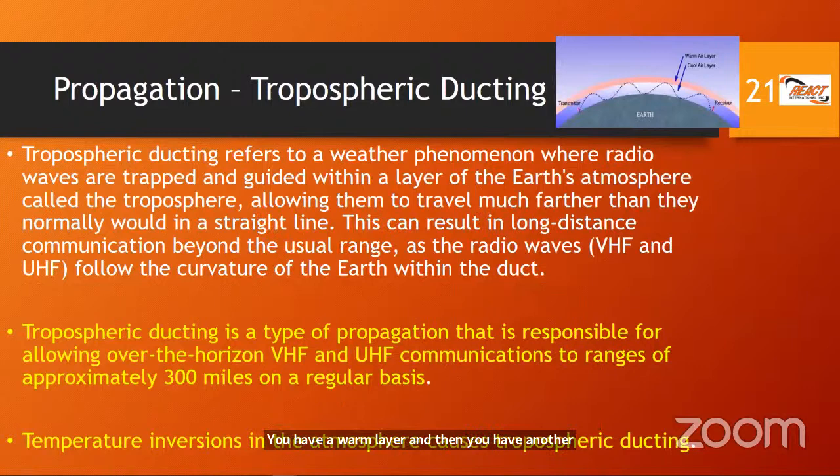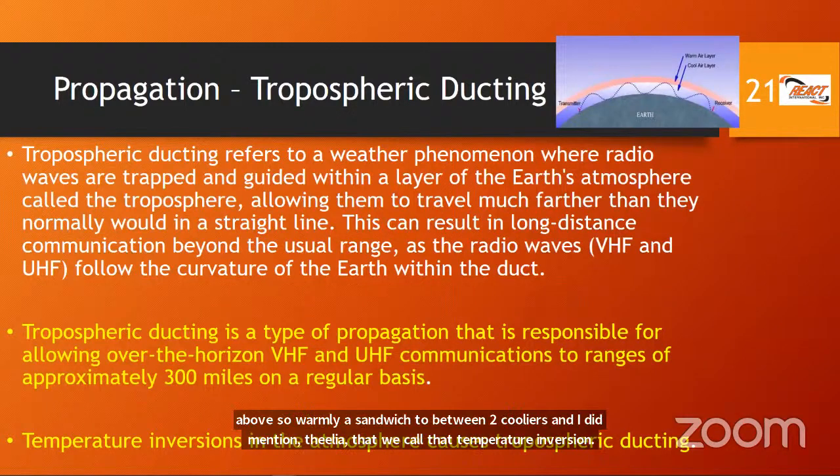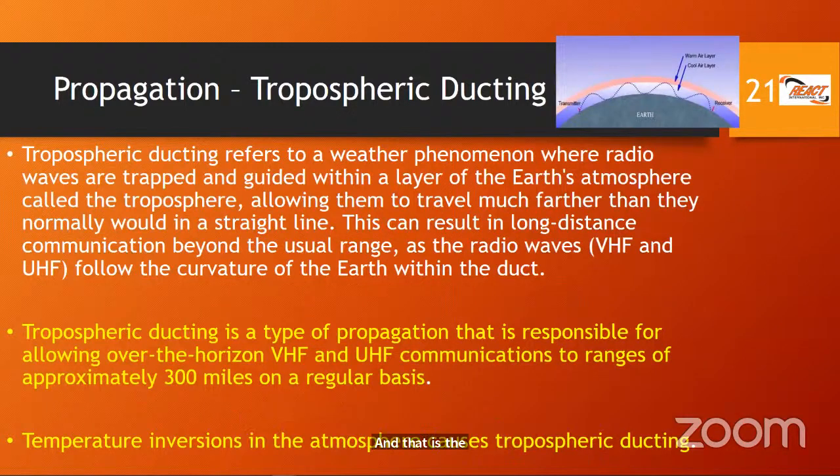So a warm layer sandwiched between two cool layers, and I did mention a little earlier that we call that temperature inversion, and that is the exam question. Temperature inversions in the atmosphere cause tropospheric ducting. So it's as simple as that.